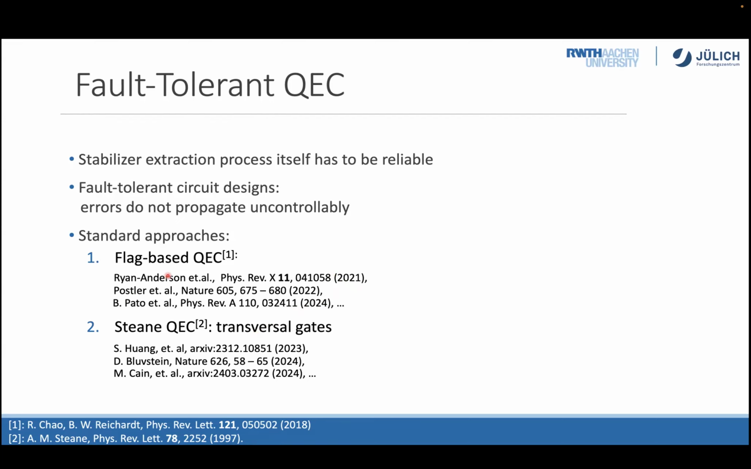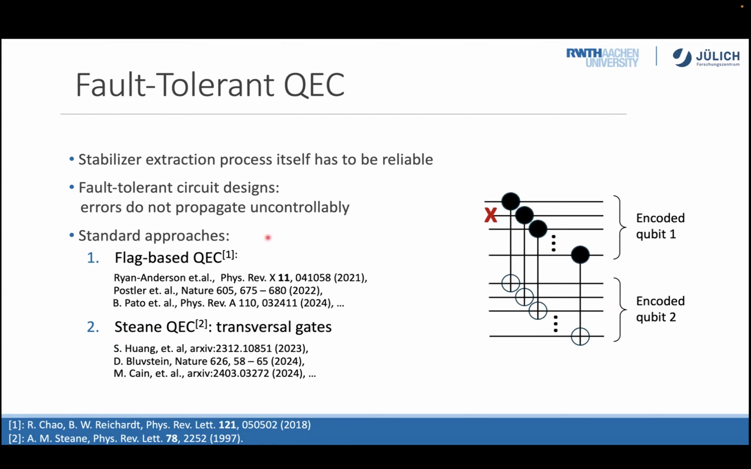I will not talk about flag-based quantum error correction in detail, but just to sketch the idea. In this case, one uses physical auxiliary qubits and essentially maps stabilizers from a data qubit register onto these auxiliary qubits. Then one measures these auxiliary qubits and from that can infer the stabilizer values. The main idea in Steane quantum error correction is to use logical auxiliary qubits and transversal gates.